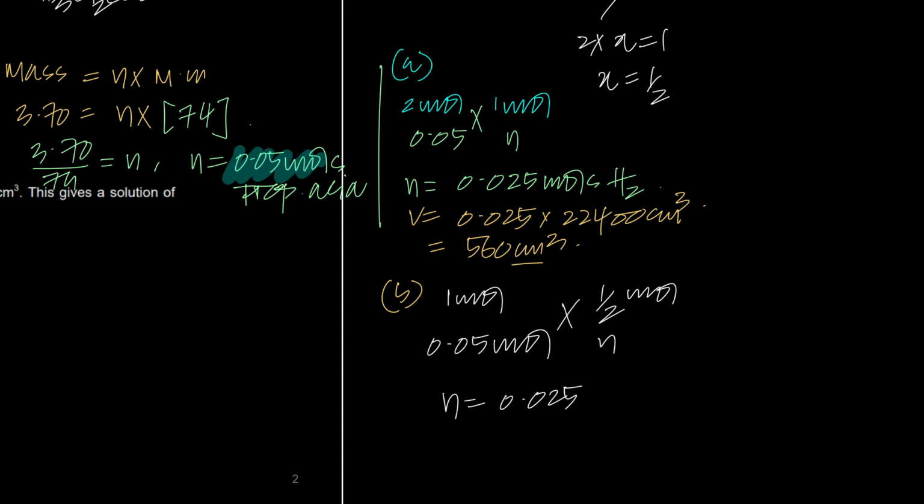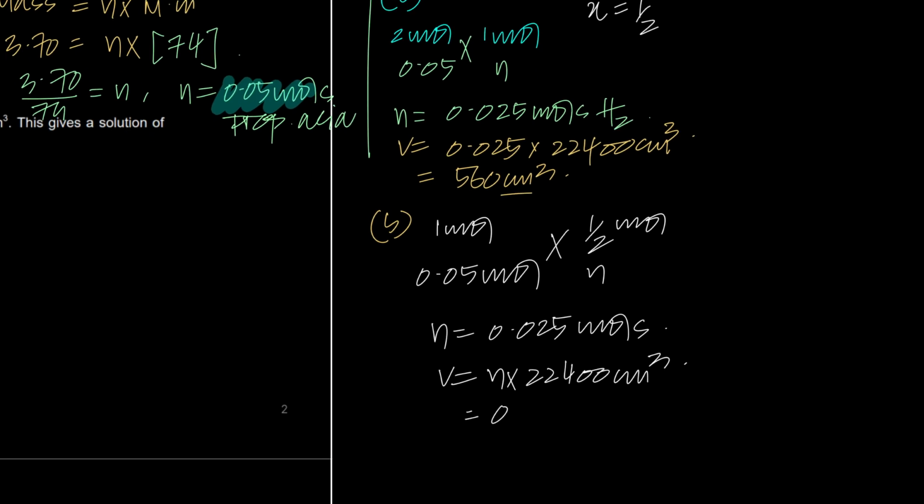0.025, the same. And 0.025 moles converted into volume, V is equal to N times 22.4 or 22,400 effectively, because 22.4 dm cube is 22,400 cm cube, right? So what do you get? 0.025 times 22,400. Please, I'm doing all these steps for you. You don't have to do all these steps in the exam. It's simple. After you see that the moles are the same, what volume did you get with 0.025? It was 560. So with 0.025, you're going to get 560.